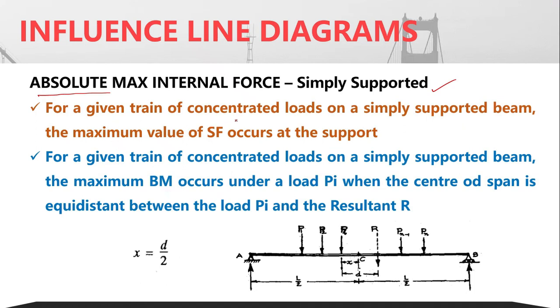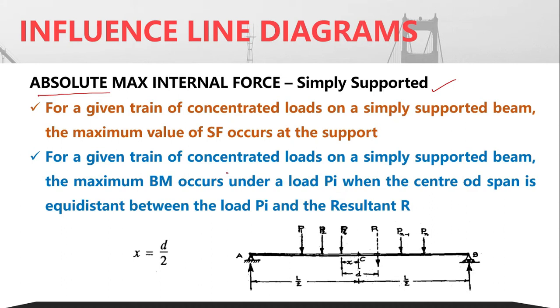Now for a given train of concentrated loads on a simply supported beam, the maximum value of shear force occurs at the support. So the maximum value of shear force as such will be at the support. What we do is draw the corresponding ILD for the reaction at the support, and then we place the train of loads at particular positions. Maybe you will have to check for 2 or 3 trials, and then we obtain the maximum value of shear force. That will usually be at the corresponding support.